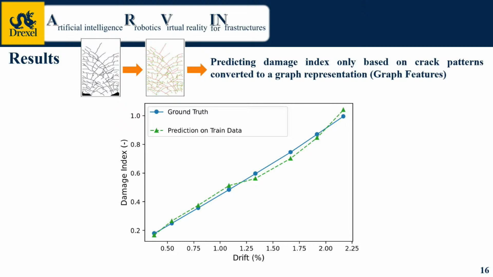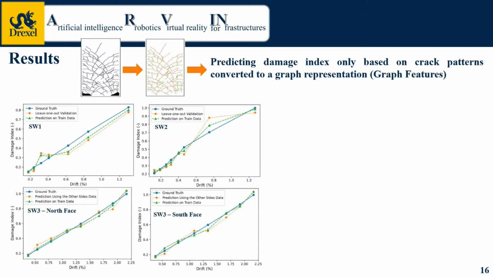So we try to make the model with the north face data, and fit this model again with the other side of the wall data, and both of them are showing a comparable trend with the ground truth. So it was really promising to us. And these are the results for SW1, SW2, and SW3 north face and south face.